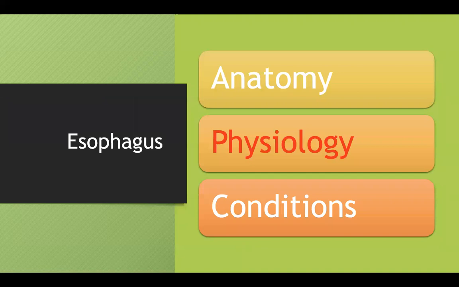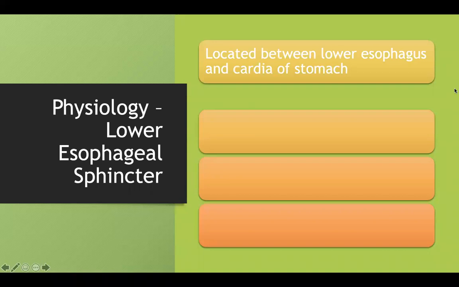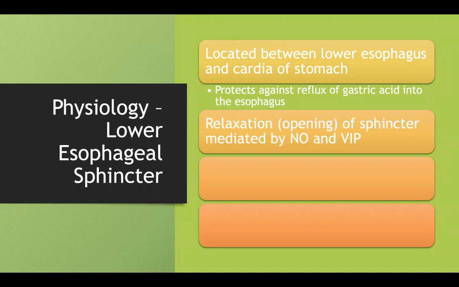Now we'll talk a little bit about physiology. And the big thing that you need to know physiologically is how the lower esophageal sphincter works, because there are going to be a few conditions that come up later on, especially achalasia, that are dependent on the physiology of the lower esophageal sphincter. So as we talked about before, this is located between the lower esophagus and the cardia of the stomach. It protects us against the reflux of gastric acid into the esophagus.